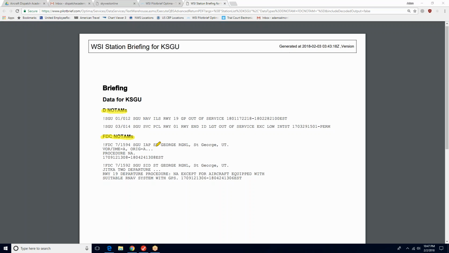Is there any significance to the D and the FDC, in terms of acronym? The D on the D NOTAMs used to mean distant NOTAMs. There used to be L NOTAMs and D NOTAMs. Now they're all just considered D NOTAMs, but L used to stand for local and D was for distant. Now they just put them as D NOTAMs, but they're really all for the local airport, if that makes sense. So there's really no rhyme or reason, honestly, other than they now call them D NOTAMs.